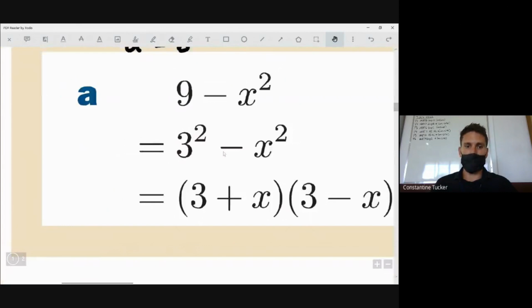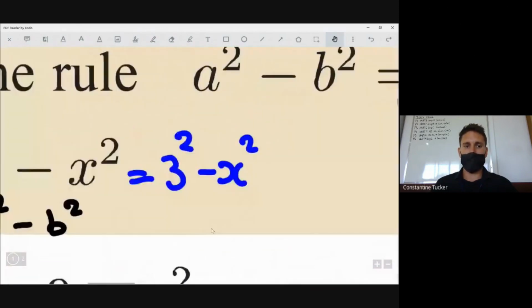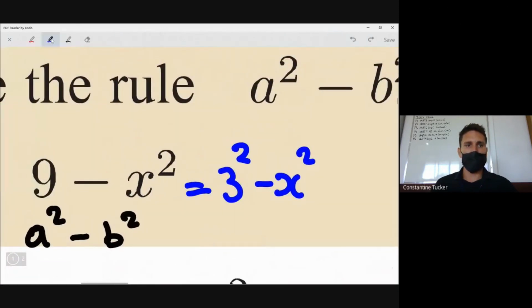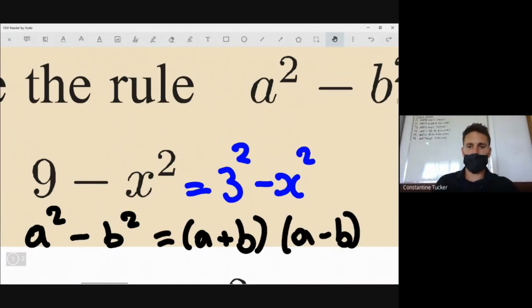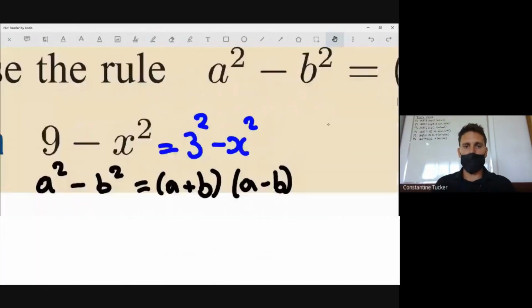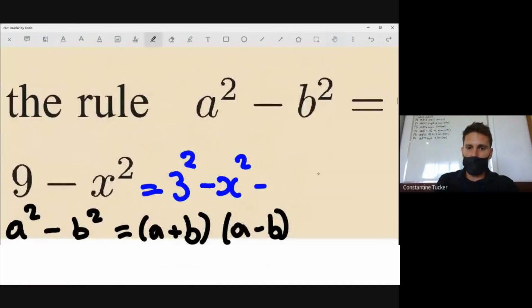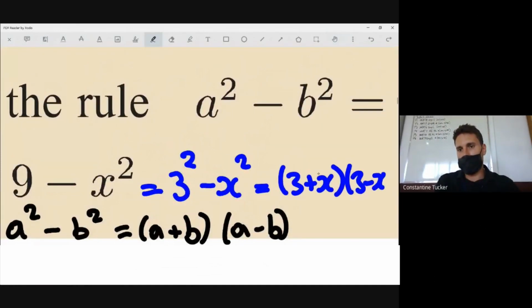So basically here, guys, you need to think of the formula, which says this is going to be a plus b times a minus b. Exactly. So you want to rewrite it as 3 plus x times 3 minus x. And that is simply the factorization. If you were to expand the brackets now, you would see that this simplifies down to 9 minus x squared.